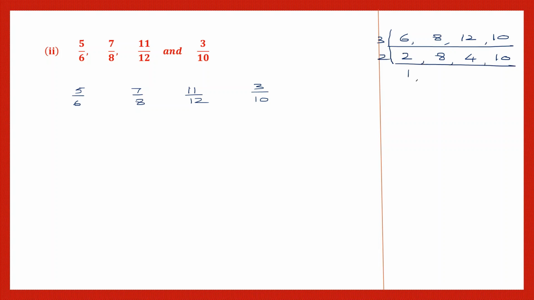2 1s are 2. 2 4s are 8. 2 2s are 4. And 2 5s are 10. We'll continue with 2 again. So 1. 2 2s are 4. 2 1s are 2. 5 is not divisible. We continue with 2. 1. 2 1s are 2. 1 and we bring down 5.